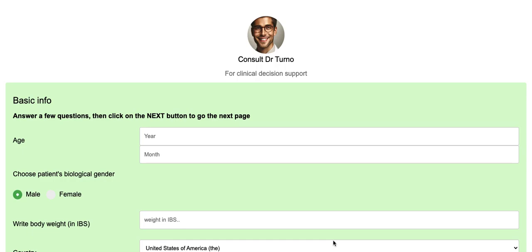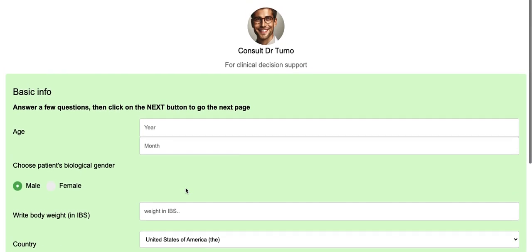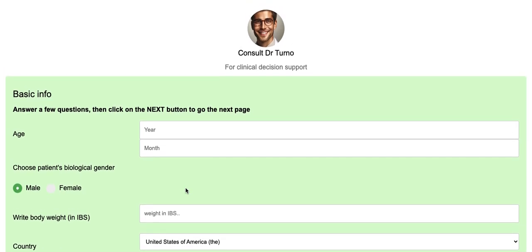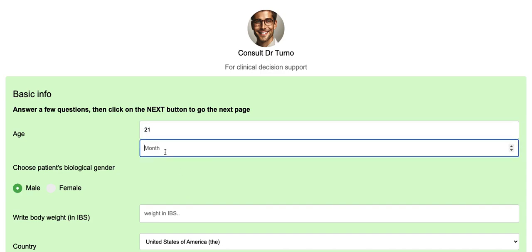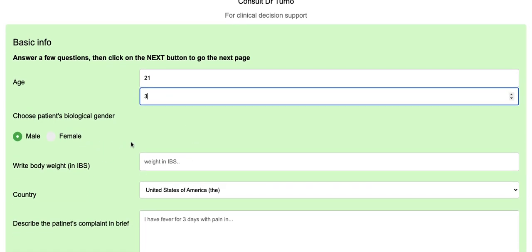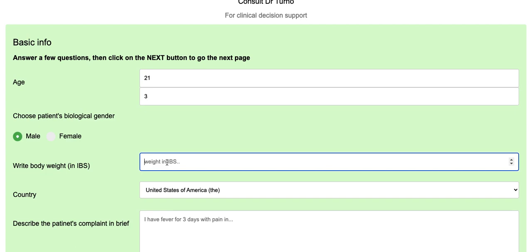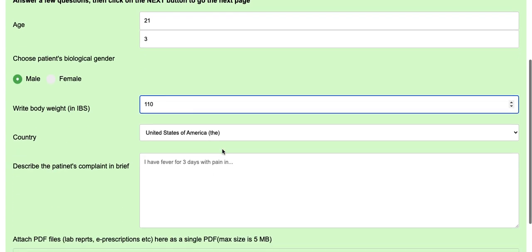TURNO. So TURNO is a clinical decision support engine for doctors. Unlike TORI, which was for the patients, TURNO is for the doctors. So let's go through step by step. For this demonstration, we'll use an imaginary case of a 21-year-old, 3 months old, male patient whose body weight is, let's say, 110 pounds, and he's from United States.